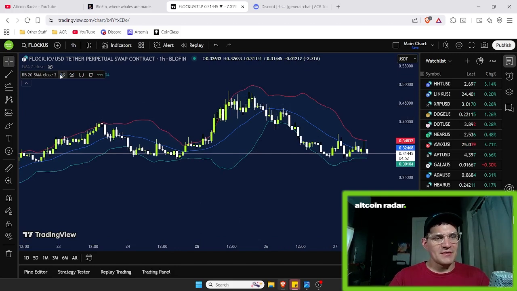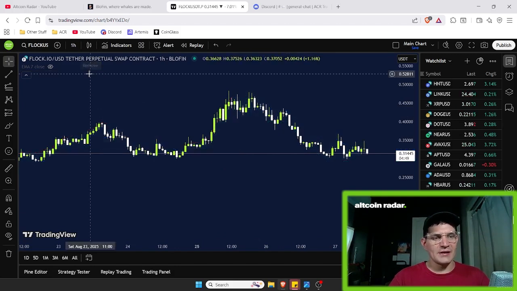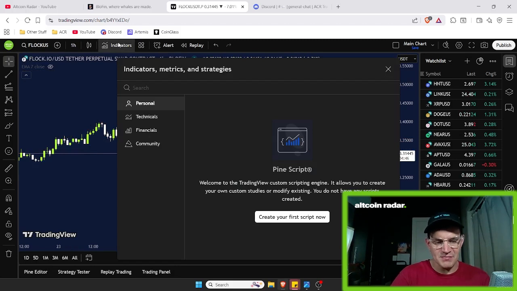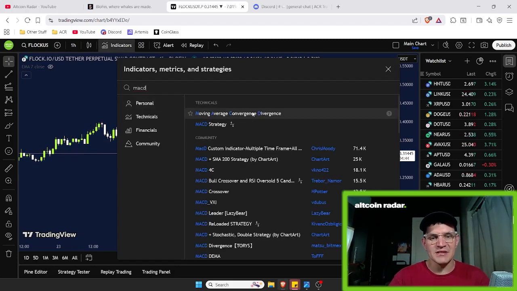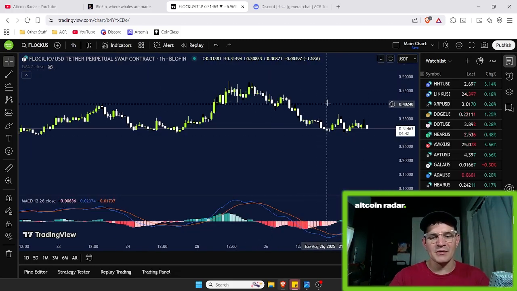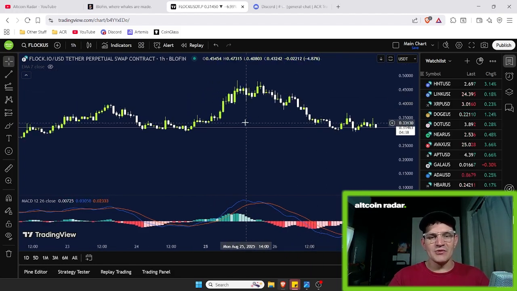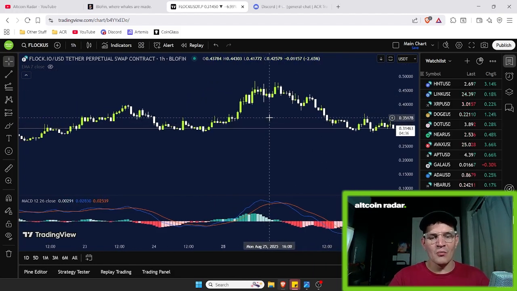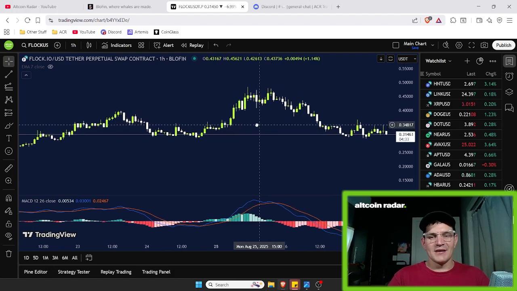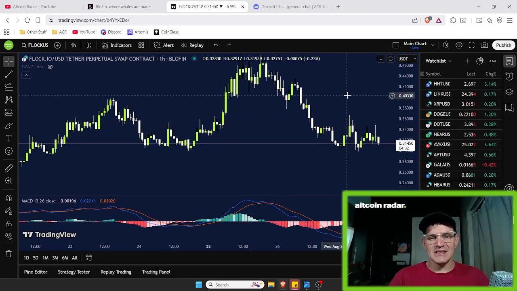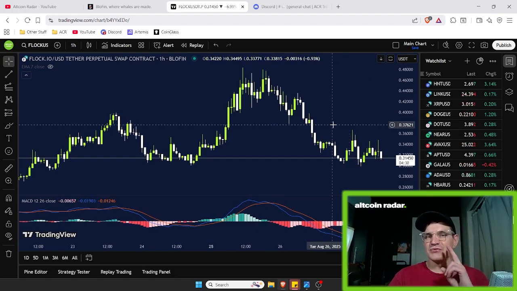All right, so now that we've got the Bollinger Bands out of the way, let's move on to the third indicator, which is going to be the MACD indicator, because that is another very, very popular indicator. So the way that you can tell that things are overbought with the MACD indicator is by looking at two things.